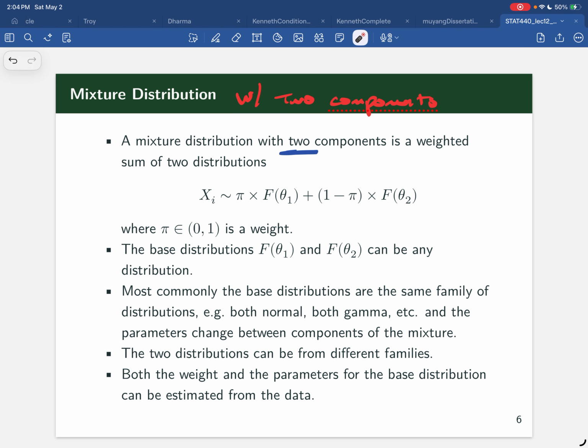This says that the distributions can be any distribution. Most commonly the base distributions are from the same family, for instance, they're both normal, but there's nothing that says they have to be. It just makes the problem more complicated if we allow our mixture to arise from any number of distributions. But it is possible for them to come from two different families. Now here it says both the weight and the parameters for the base distribution can be estimated from the data.